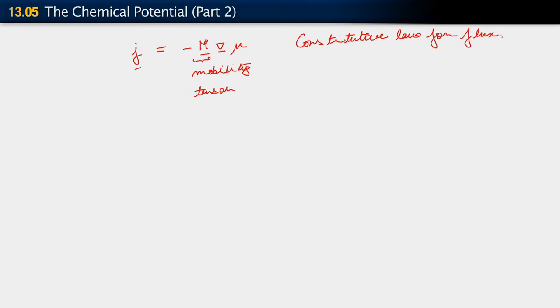So J equals minus M gradient mu, where M is the mobility tensor. This is our constitutive law. The motivation for this sort of a constitutive law is the following.